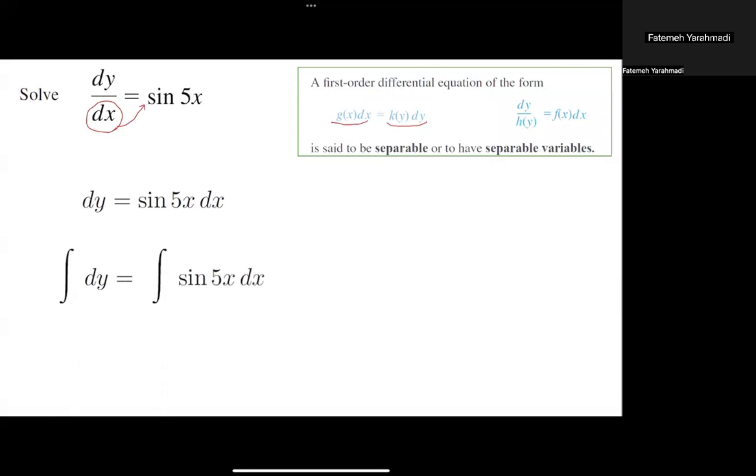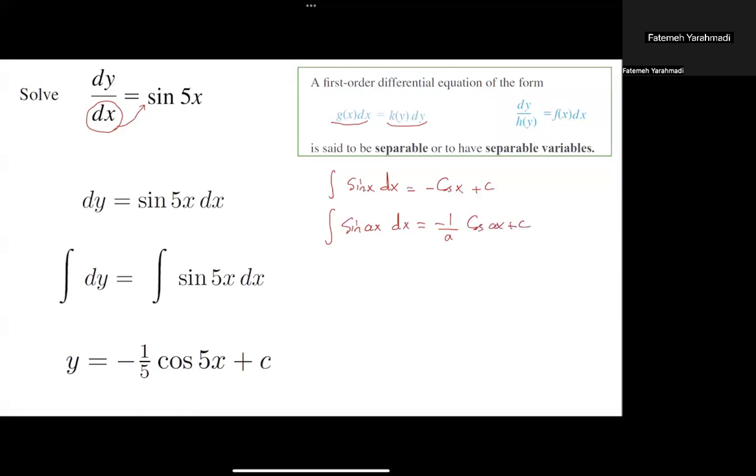The integral on the left-hand side is easy to calculate. It is just y. On the right-hand side, you get negative 1/5 cosine 5x plus c. You can recall that from calculus: the integral of sine x dx is negative cosine x plus c. The integral of sine ax dx is negative 1/a cosine ax plus c. So that's how you ended up with negative 1/5 cosine of 5x.